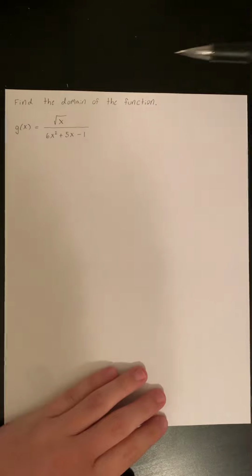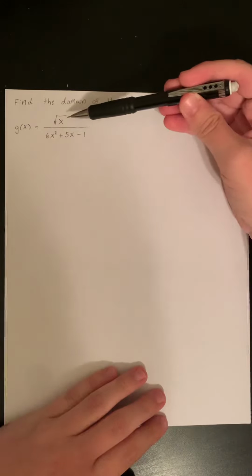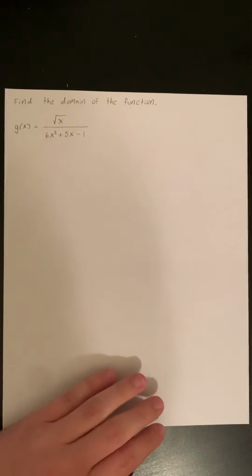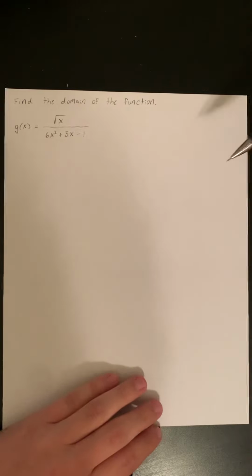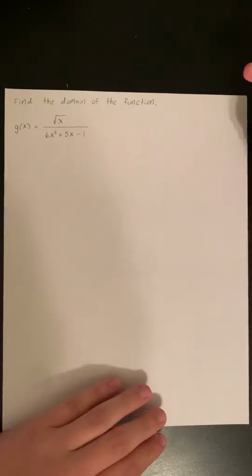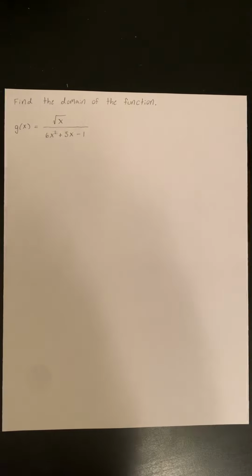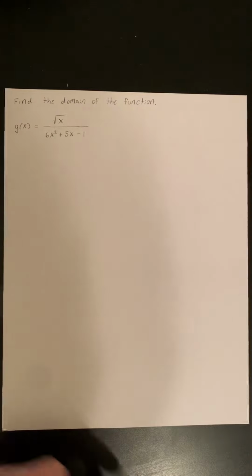And something else we notice is that it has a square root up top. And something we know about square roots is that they can't have a negative number in them. They can, but then it becomes an imaginary number, and for the sake of finding the domain, that really doesn't work, so we're going to act as though that's not allowed either.